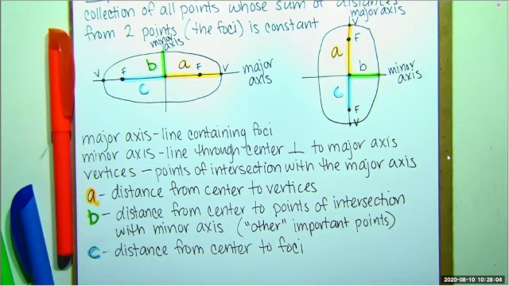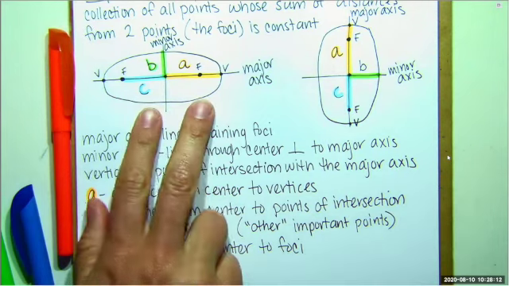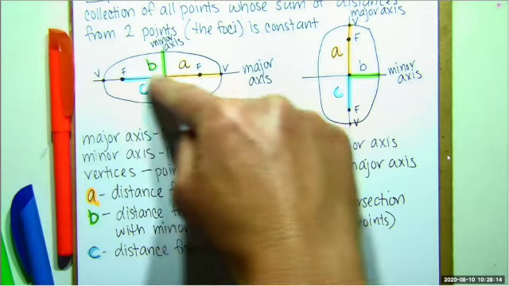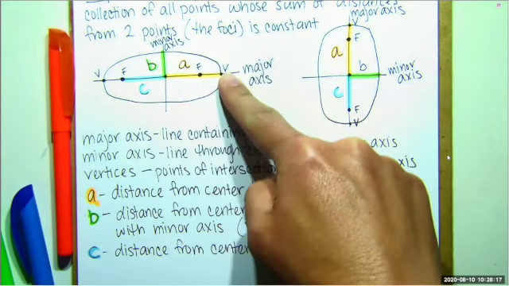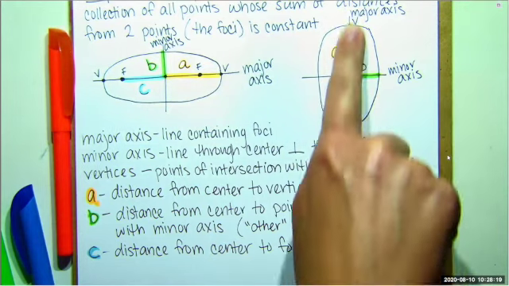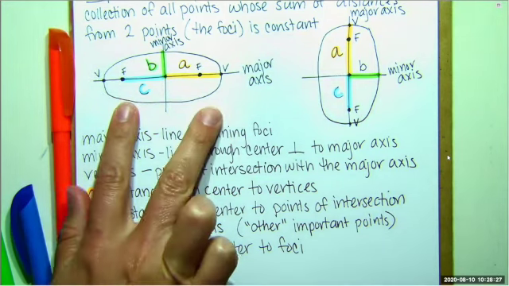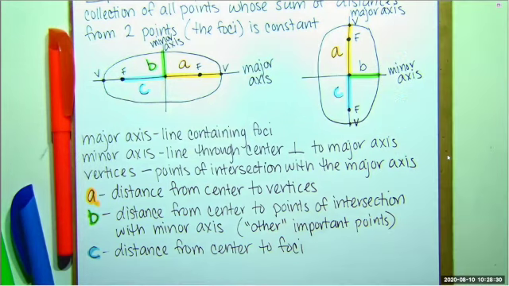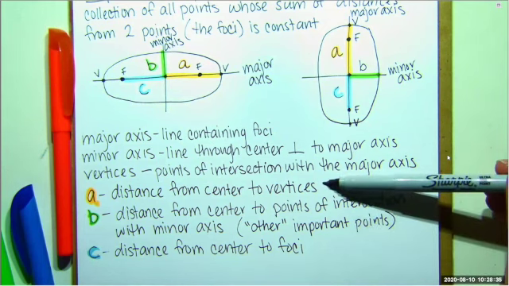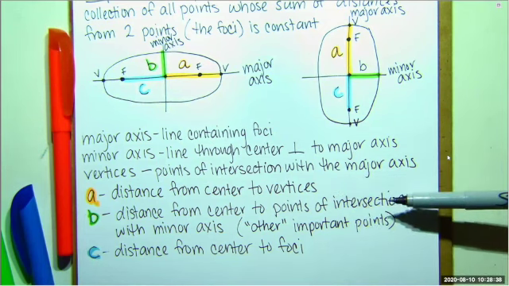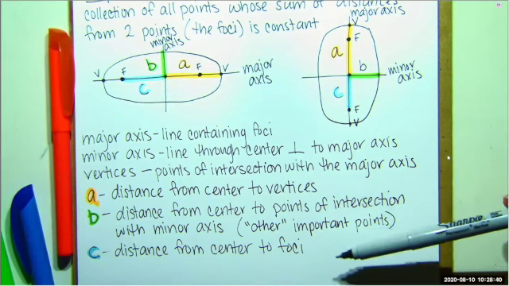All right, the next thing I'm going to do, once you get all this down, is give you the equation for the ellipse, and we're going to see two different equations. One where our major axis is on or parallel to the x-axis, and a different one if it's oriented vertically, with the major axis on or parallel to the y-axis. These A, B's, and C's always mean the same thing. A is always our distance from the center to our vertices. B is always our distance from the center to the point of intersection with the minor axis. And C is always our distance from the center to the foci.